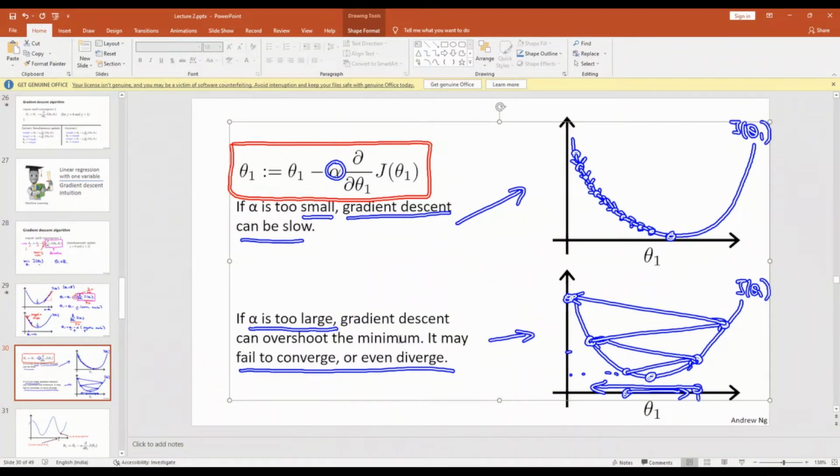And if alpha is too large, the steps will be so big, that means the subtraction to theta 0 and theta 1 will be so big, that we will always miss this global minima. It will be fast, but we will never be able to reach the global minima. We will overshoot it. It may fail to converge to the global minima. It will always overshoot the minimum point if your alpha value is very large.